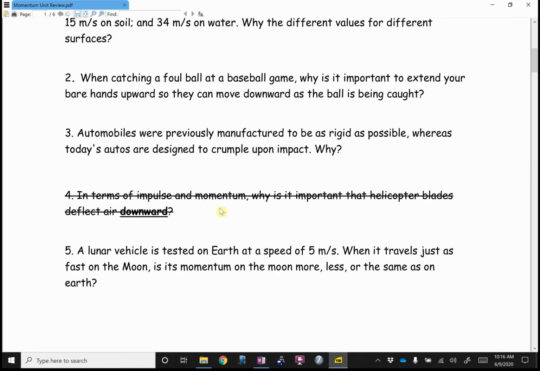Number 4, I ignored this, I crossed it out, but in terms of impulse and momentum, why is it important that helicopter blades deflect air downwards? Well, this is both a forces come in pairs, helicopter blades push downwards on the air, the air pushes up on the blades, but it's also an impulse momentum question because the helicopter blades give the air downwards momentum because momentum is conserved. The air gives the helicopter blades upwards momentum.